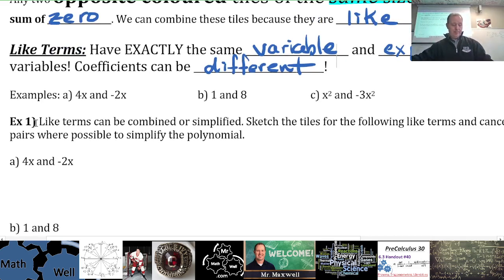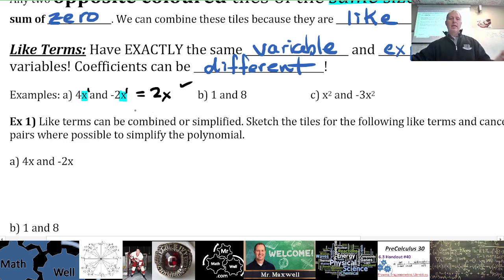But 4x and a negative 2x, okay, are these like terms? Well, they have the exact same variables in the two terms and the exact same exponent on those variables. There's no number shown there, but it's understood to be a 1, right? So those are like terms. There's 4x's and then there's negative 2x's. So you have 4 of something and someone owes 2 of the same thing. So together you have a total of 4x's plus negative 2 is 2x's, okay?